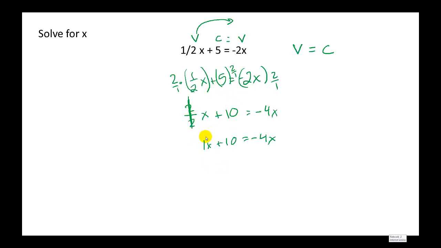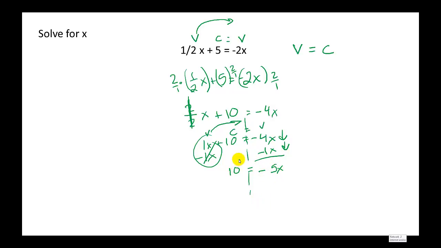So now we can take this variable term and move it to the right side to be with the other variable term. I'm going to subtract the 1x from both sides. I'm taking the inverse, the opposite of the 1x. That'll be gone. So I have a 10 equals a negative 4x. I'm going down 4. Negative 1. I'm going down 1 more. So I'm really going down 5.